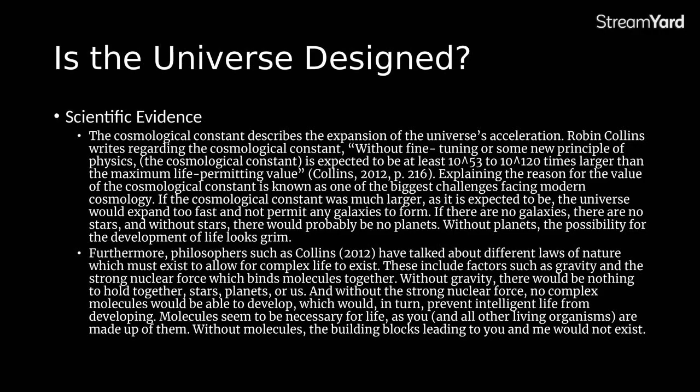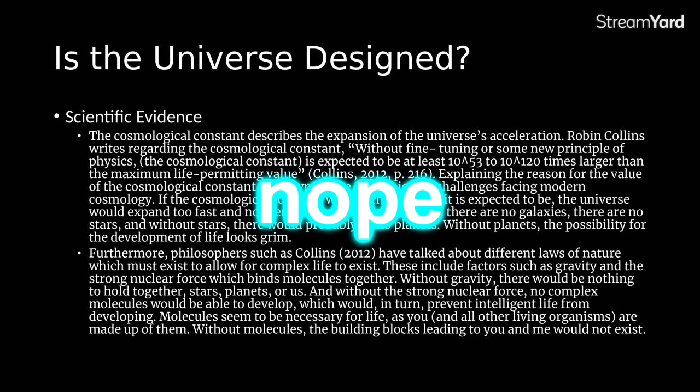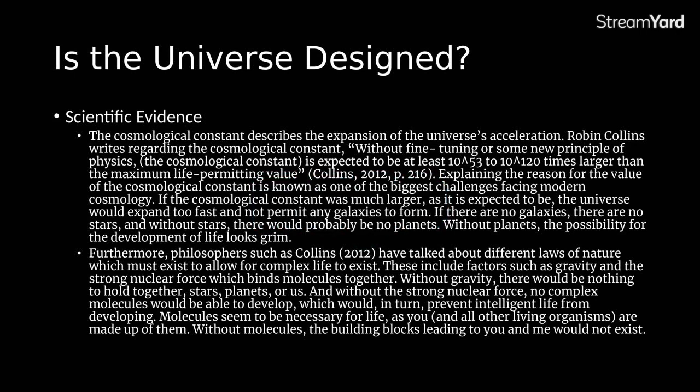Why is that exactly? So this question of why is the cosmological constant the way it is? That's one example of design. Another example that Collins talks about is different laws of nature which must exist to allow complex life to exist. These factors include things such as gravity and the strong nuclear force, which bind molecules together. Without gravity, there would be nothing to hold together stars, planets, or us. And without the strong nuclear force, no complex molecules would be able to develop, which in turn would prevent intelligent life from developing.